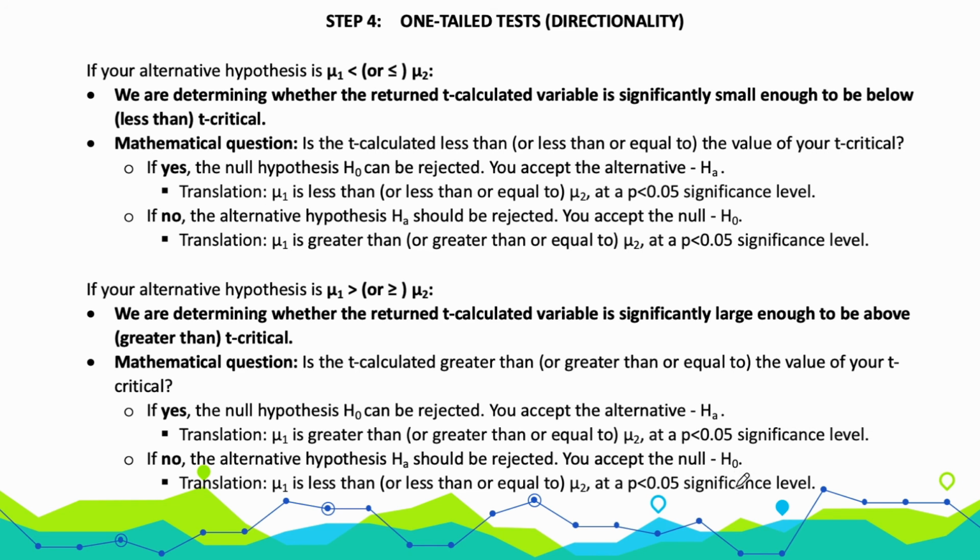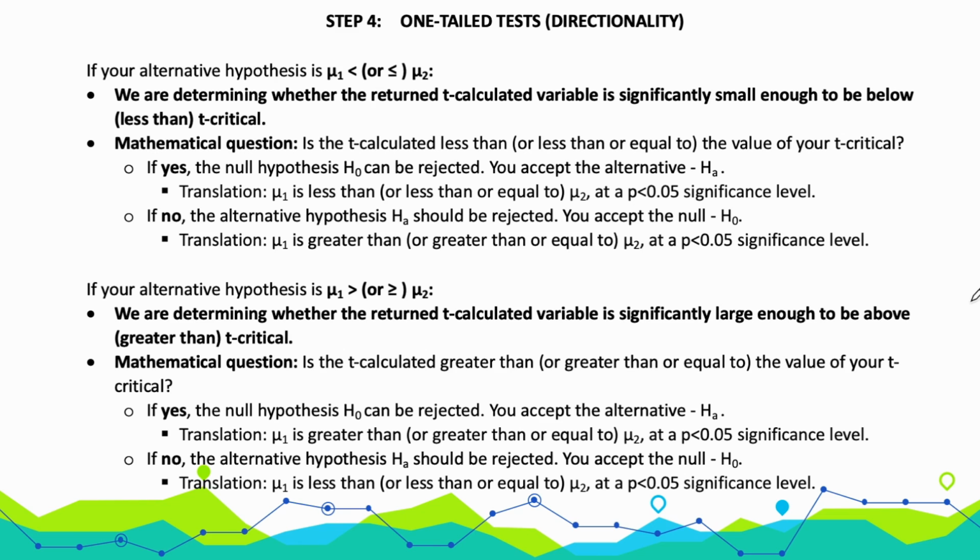If no, the alternative hypothesis, HA, should be rejected. Instead, you would accept the null. The translation is that mu1 is less than or equal to mu2 at a p equals 0.05 significance level.